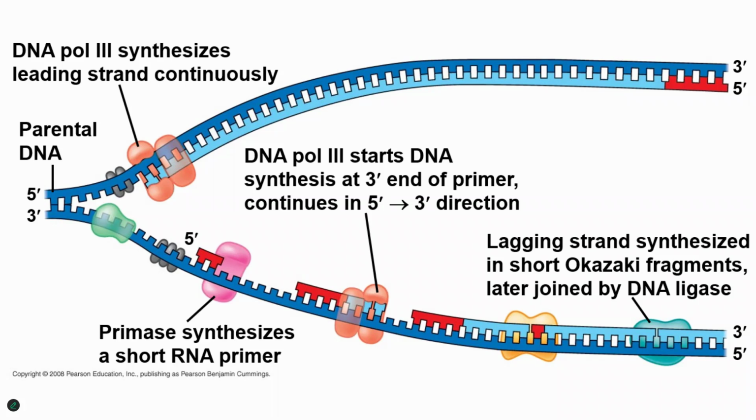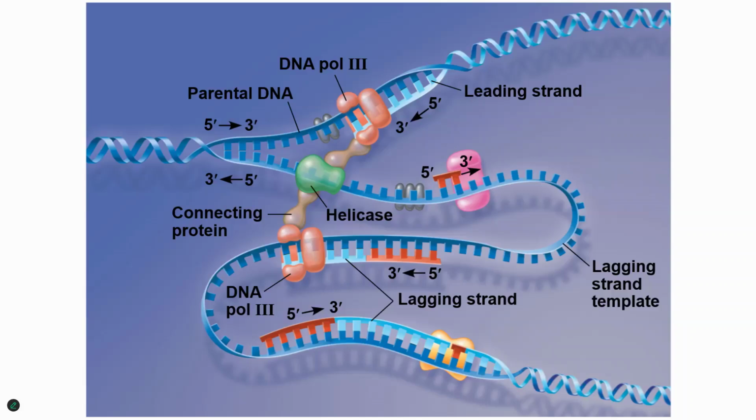And so because the DNA is anti-parallel, and because the DNA polymerase can only build a new molecule in one direction, you get a leading strand and a lagging strand.